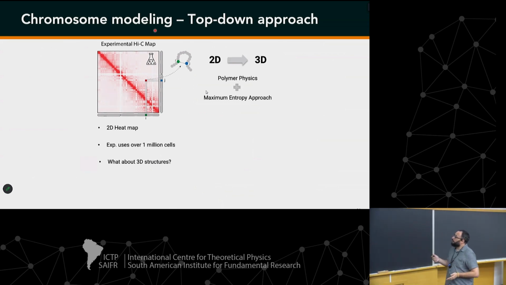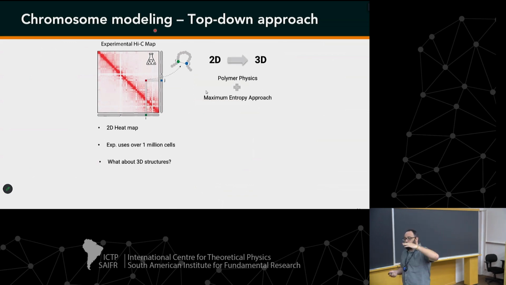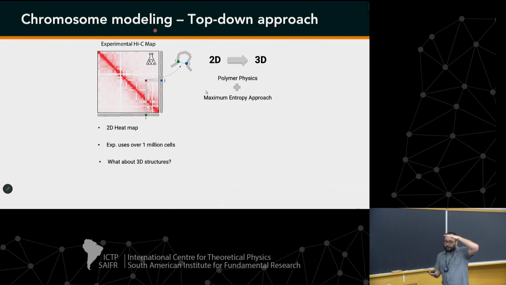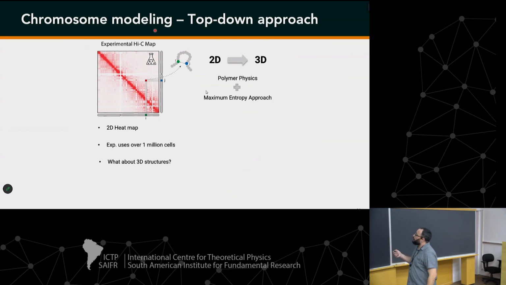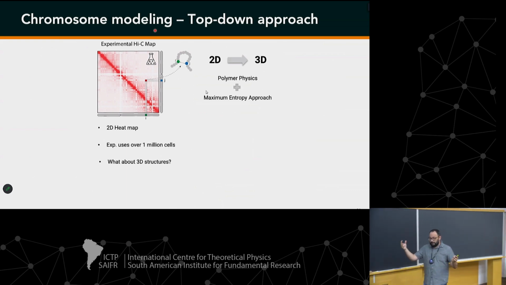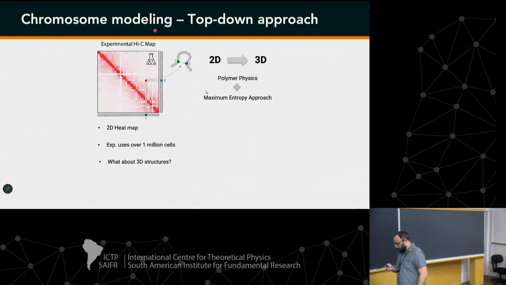So what we're using here is a top-down approach, because we want to extract information from the experiment to create your modeling. You're not going from first principles, because we need to understand more general details first. So this is a choice. To do that, we use classical polymer physics: beads connected with springs, right? And on top of that, you add some features that you can extract from the Hi-C. In that case, you use a maximum entropy approach.